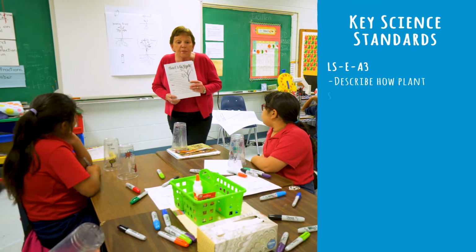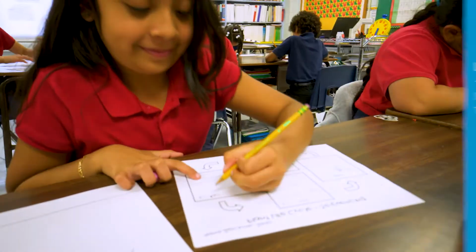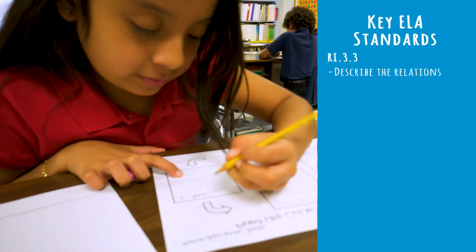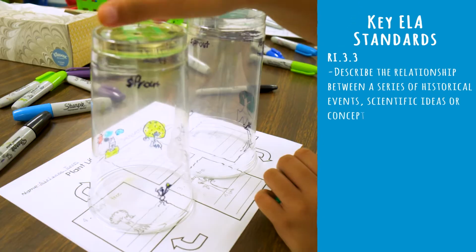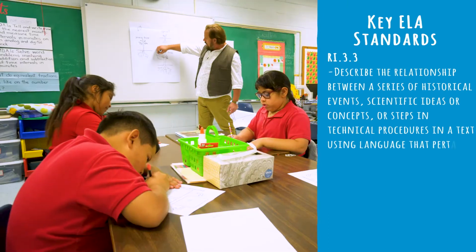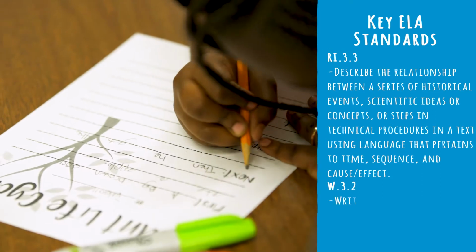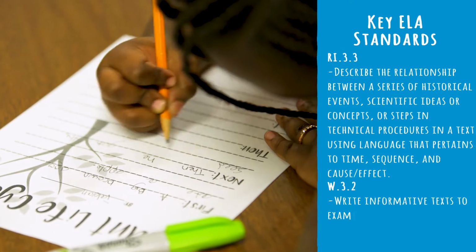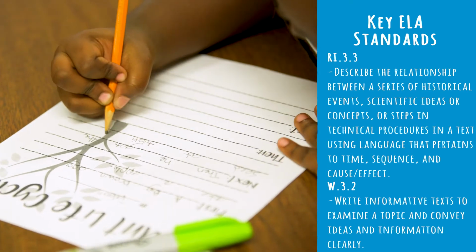Students will also describe how plant structures enable the plant to meet its basic needs. They'll describe the relationship between a series of historical events, scientific ideas or concepts, or steps in technical procedures in a text, using language that pertains to time, sequence, and cause and effect. Students will write informative, explanatory text to examine a topic and convey ideas and information clearly.